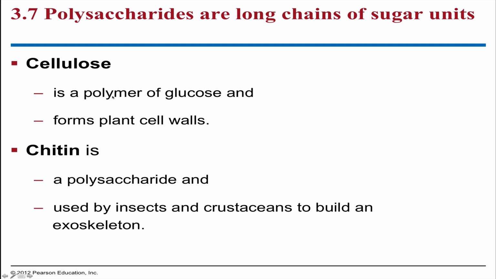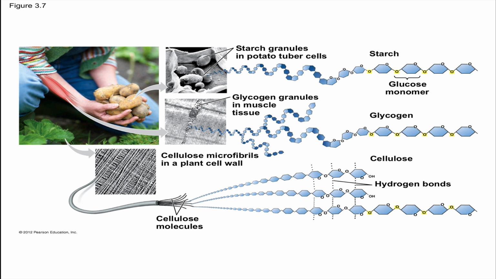Cellulose is also a polymer of glucose, and you find this in the cell walls of plants. Chitin is also a polysaccharide. You find this in insects and in crustaceans, and it helps build their exoskeleton. Our body also uses it in the healing process. So again, when you look over here, what do we have? You have these glucose monomers.